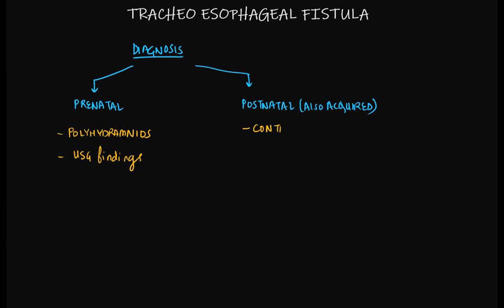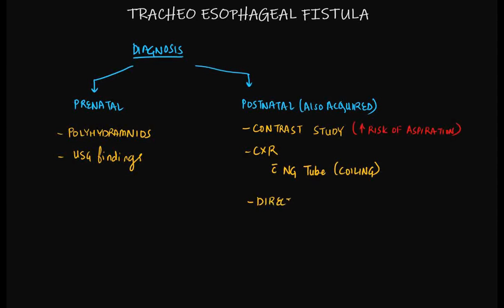An ultrasonography shows the absence of fluid-filled stomach and small abdomen. Postnatally, we can diagnose tracheoesophageal fistula using contrast study, but contrast study is associated with increased risk of aspiration pneumonitis and hence not preferred. Chest X-ray can also be done, in which the absence of gastric bubble is seen in atresia, and also when a nasogastric tube is introduced, it will show coiling in the mediastinum seen in atresia. Other method can be direct visualization of the fistula under combined flexible tracheoesophagoscope.